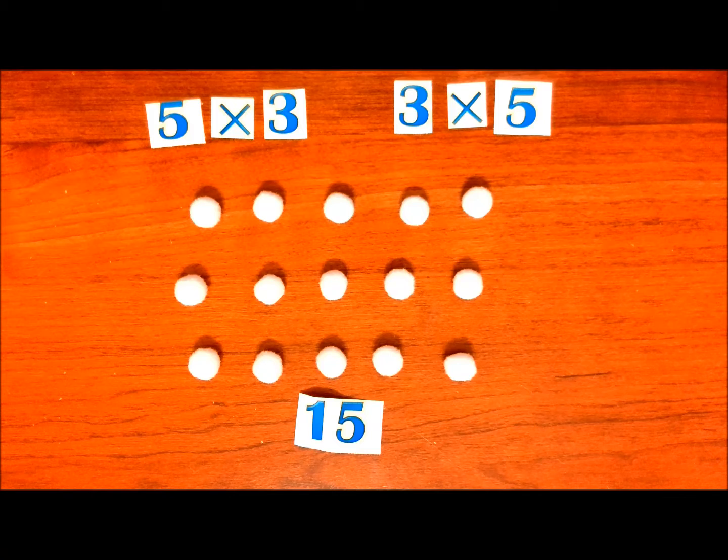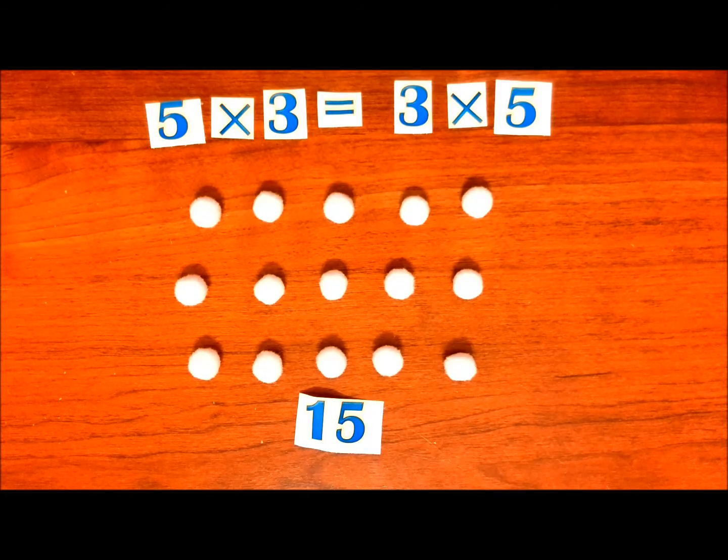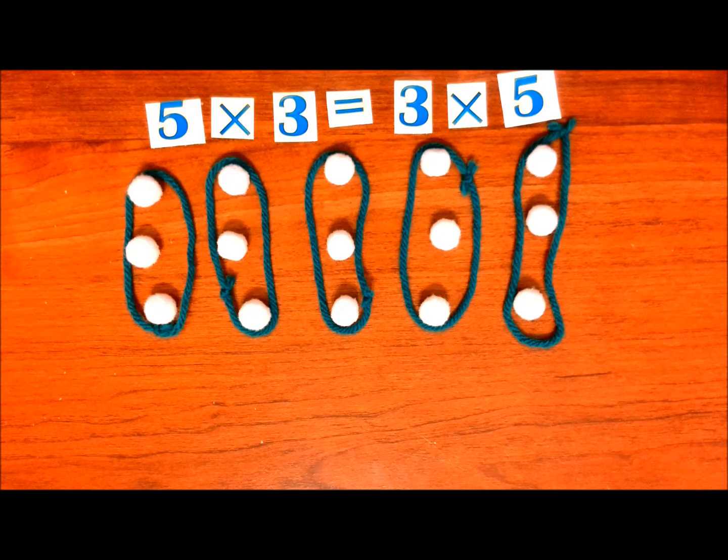Suppose that I want to show that 5 times 3 is equal to 3 times 5. We can also use this configuration and group it in a certain way to show this. So I grouped the pom-poms like so. Let's find how many pom-poms are in each group.